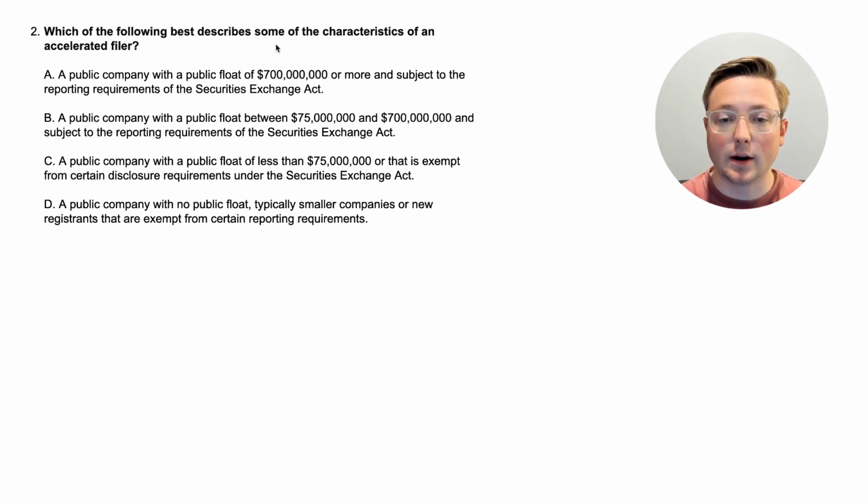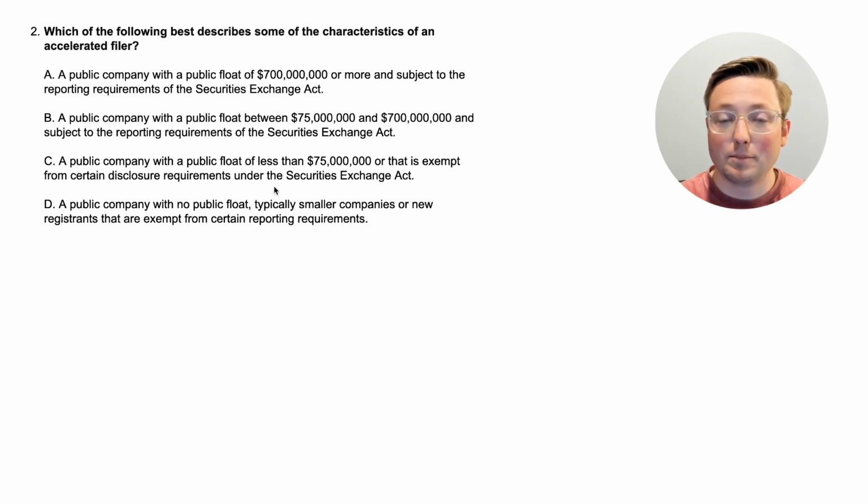Which of the following best describes some of the characteristics of an accelerated filer? Okay, if you have no idea what an accelerated filer is or what that even means, that's okay. We'll briefly read through these different options and then we'll go straight to the answer. Is it a public company with a public float of $700 million? Or is it a public company with a public float between $75 million and $700 million? Or is it a public company with a public float of less than $75 million? Or is it just somebody who doesn't even have public float?